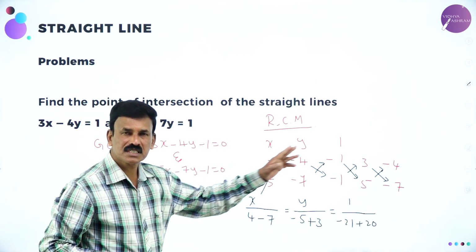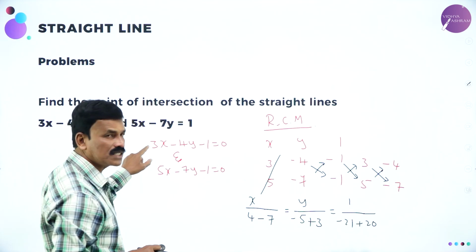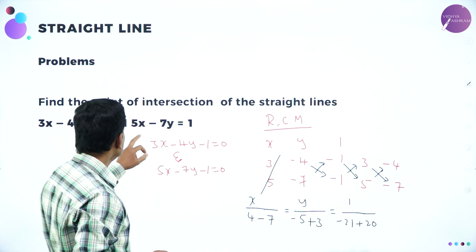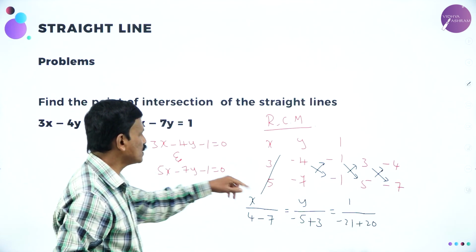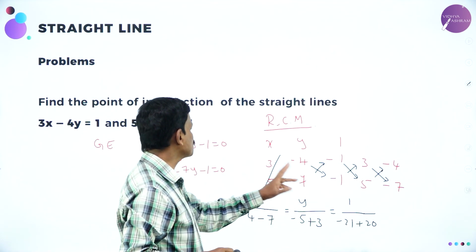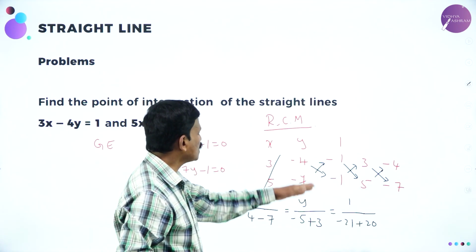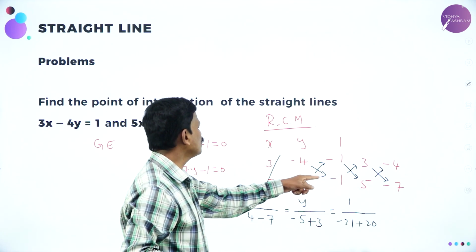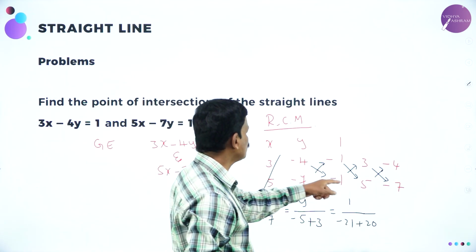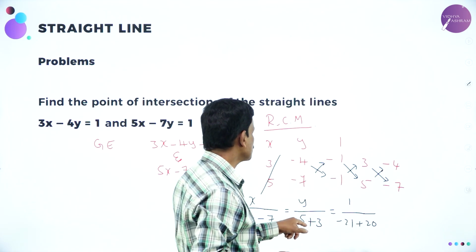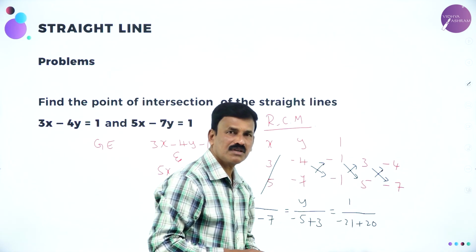Write x, y in the first line, below which write the coefficients. The coefficients of x and y for the two lines are 3, 5 and minus 4, minus 7, and the constant terms are minus 1, minus 1. Repeat the first two, 3, 5 and minus 4, minus 7. Strike the first line, cross multiply. X divided by 4 ones are 4, minus into minus plus, 5 into minus 7. Y divided by minus 5, minus into minus plus 3. 1 divided by 7, 3s are 21, minus into minus plus 5, 4s are 20.